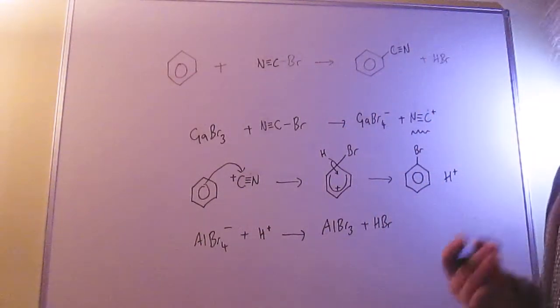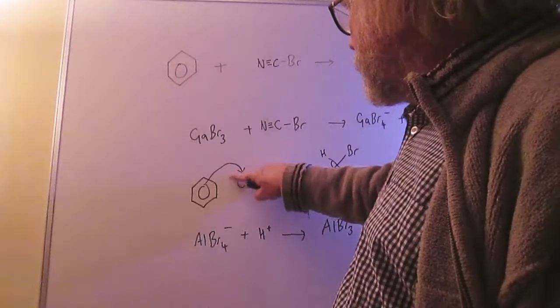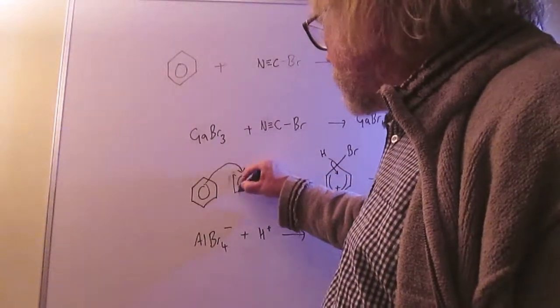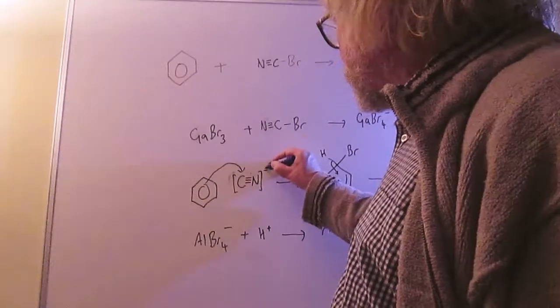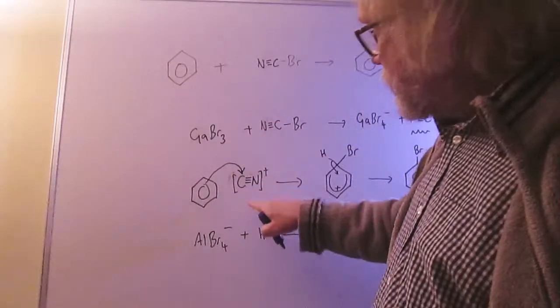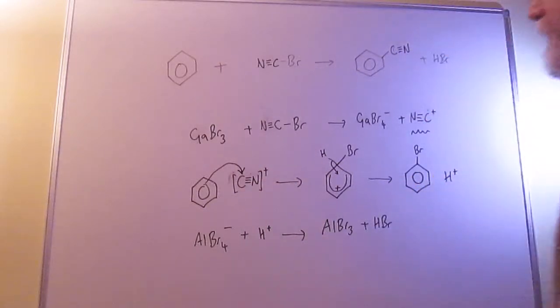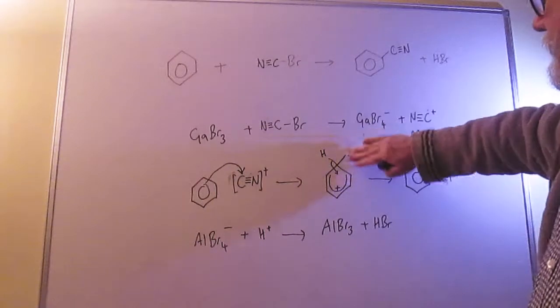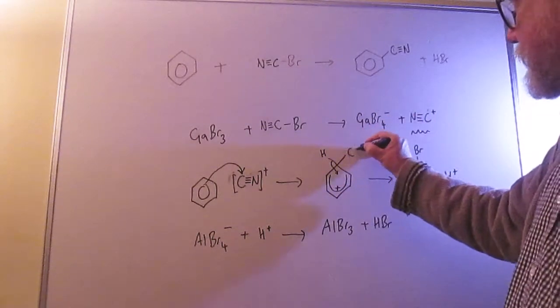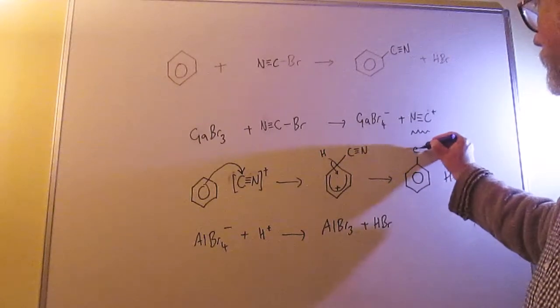If you really wanted to hedge your bets on where the positive charge was, you could get away with putting a square bracket around it and put the positive charge outside. But the curly arrow must go specifically to the carbon because it goes to the atom that's going to form the new bond. Intermediate's the same, except we have C triple bond N there, and the product's the same except we have C triple bond N here.